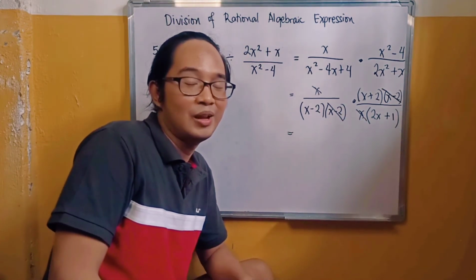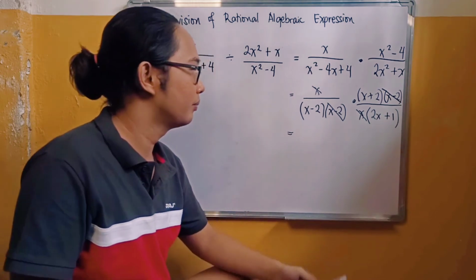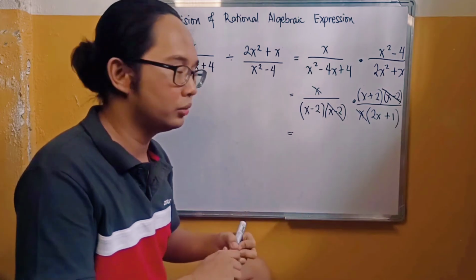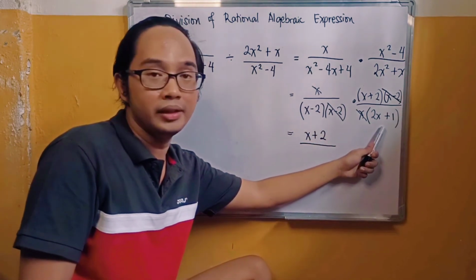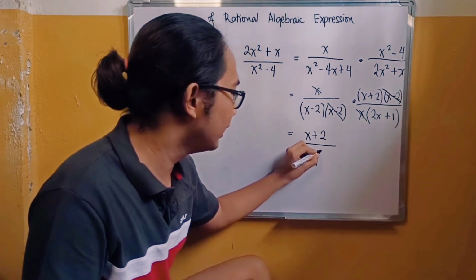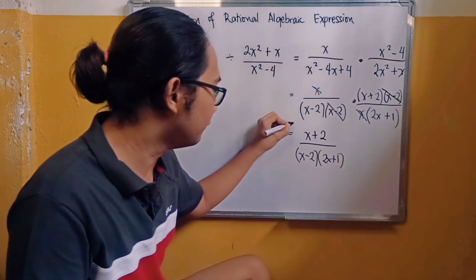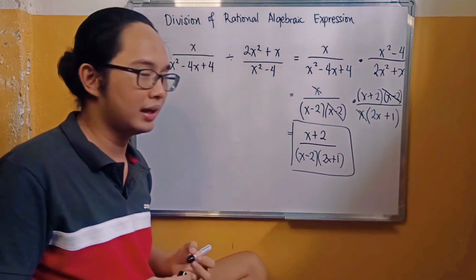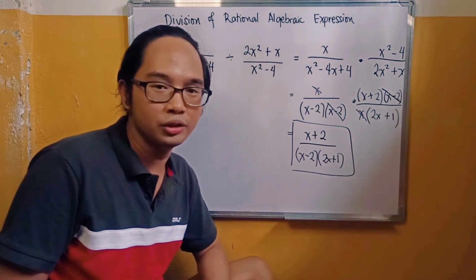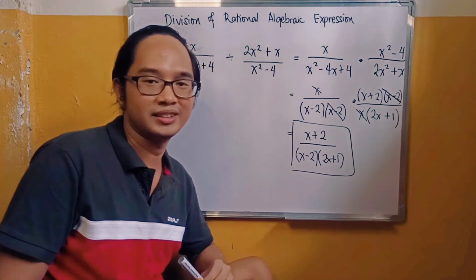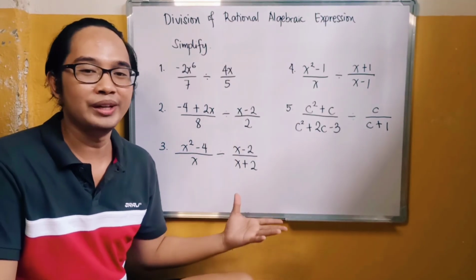Kung wala na, pwede na tayong mag-multiply ng remaining factors. 1 multiplied by x plus 2 is x plus 2. X minus 2 multiplied by 2x plus 1 is x minus 2 multiplied by the quantity of 2x plus 1. Therefore, ito na ang ating final answer. Diba? Walang mahirap kung kabisado nyo ang factoring polynomials. And for your activity, I want you to simplify the following items.